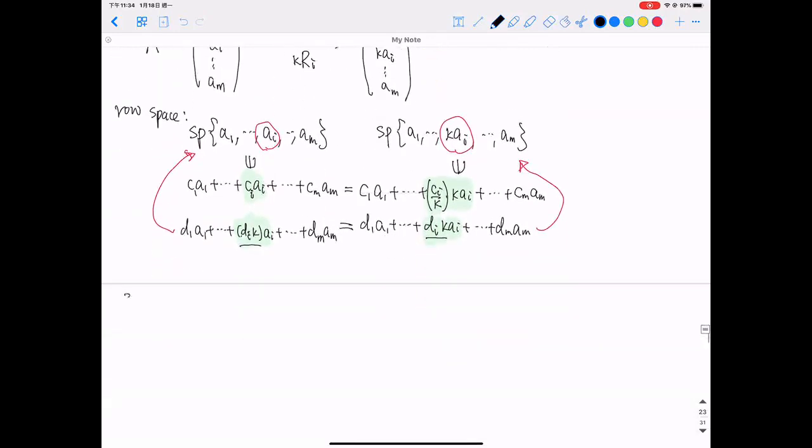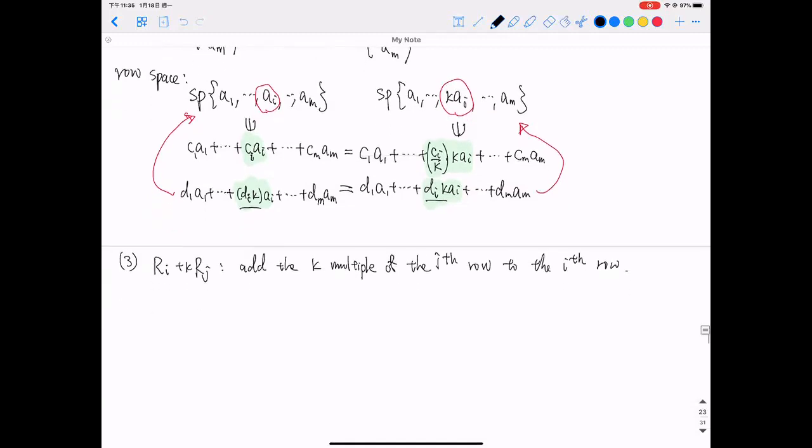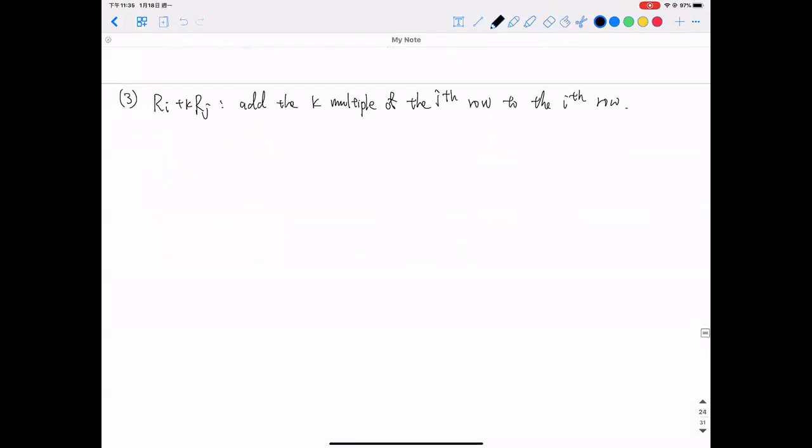Now, the last operation we have is to add k times the j's row to the i's row. Right, that's the last row operation that we perform. So once again, we want to examine what this does to a row space.